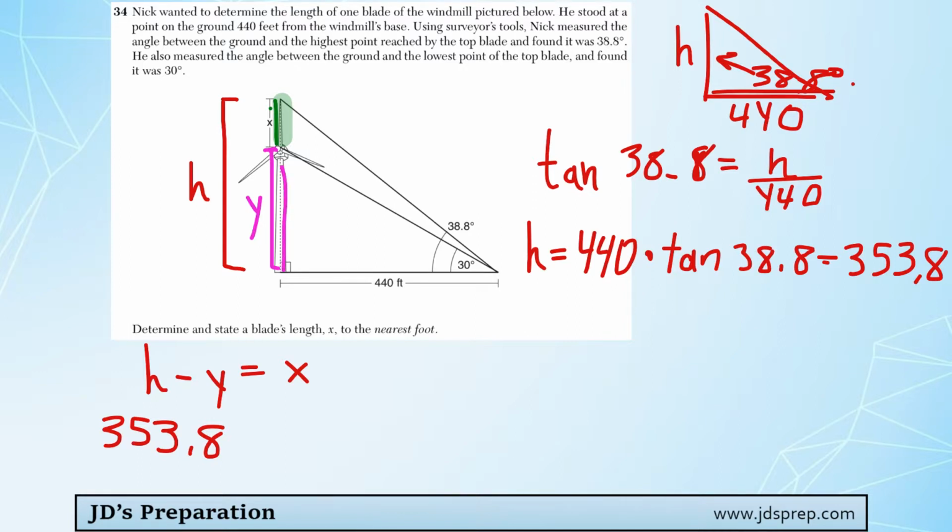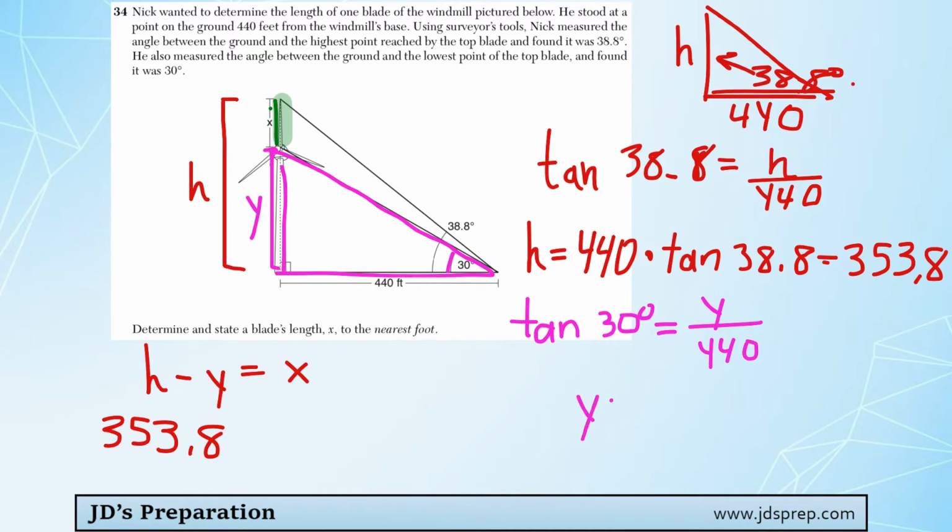So for y, we're going to be looking at this smaller triangle. We're going to be using the tan ratio again. So tan of 30 degrees this time, you'll notice it's a different triangle, is going to equal y over 440. So same strategy here. To find y, you would multiply 440 and tan of 30, and that should get you an answer of approximately 254 if we round it.